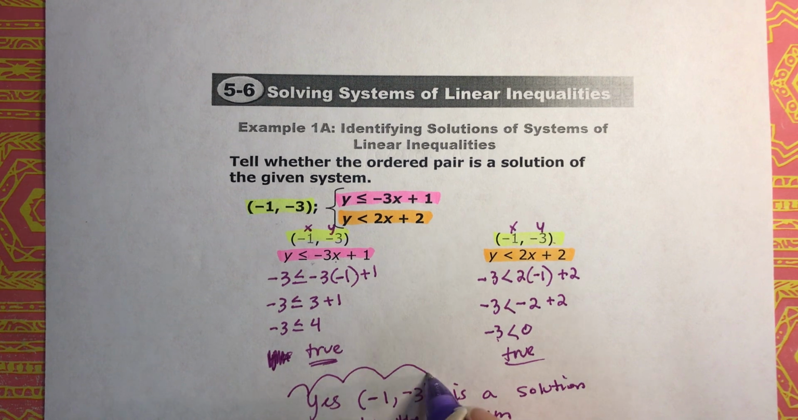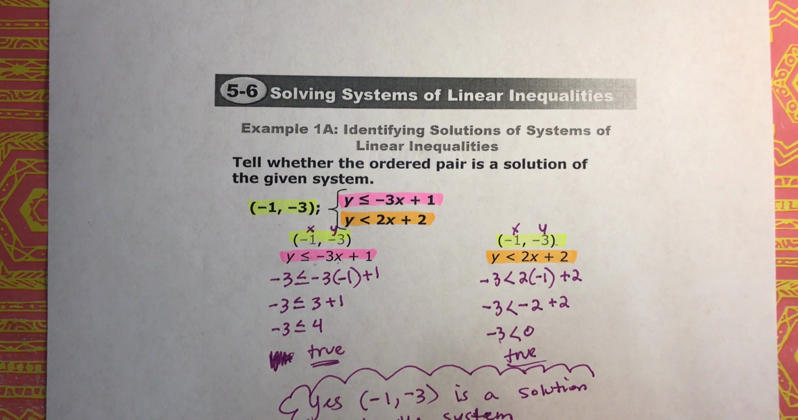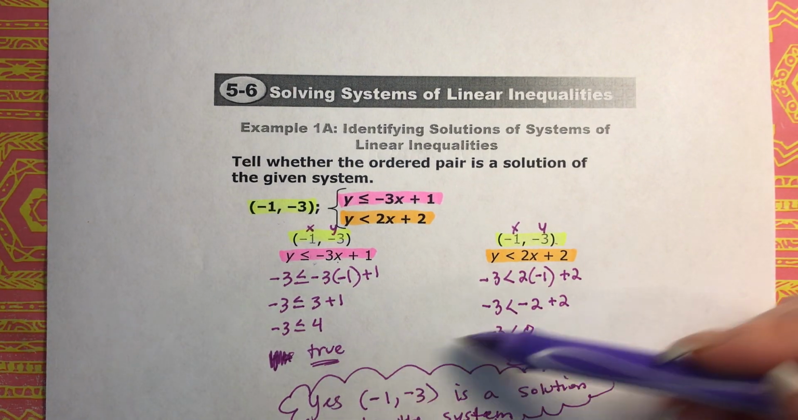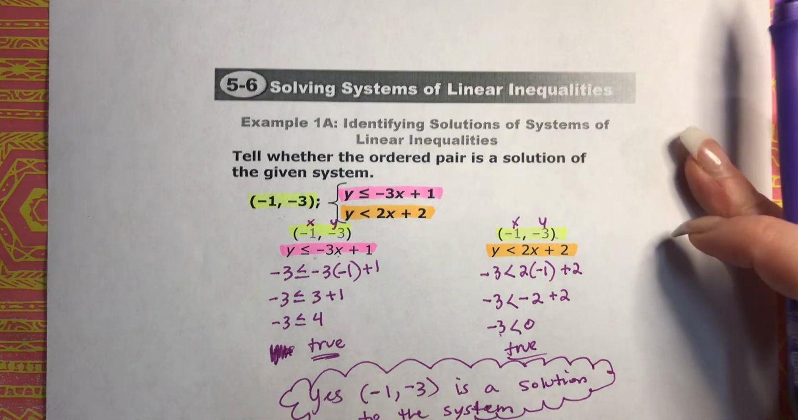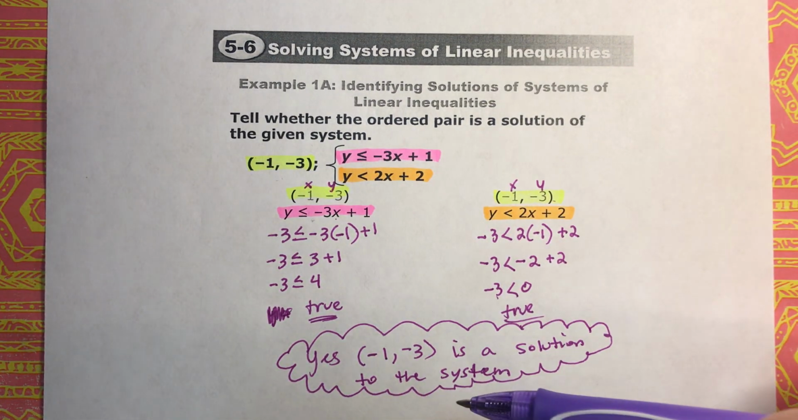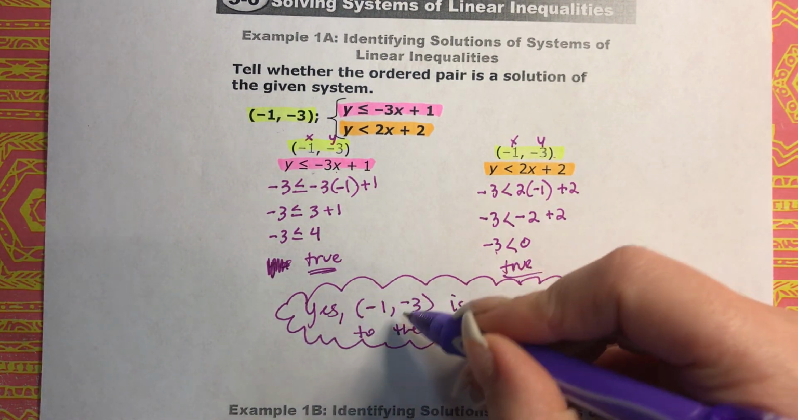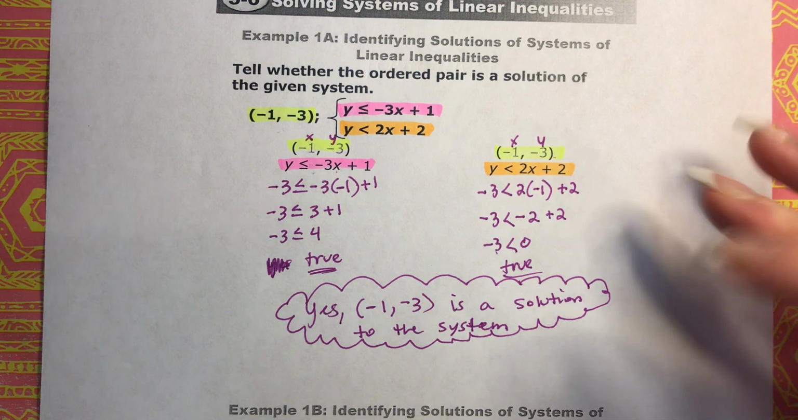Okay? So that's how you get full credit. You show all the work and then you answer the question. I just feel terrible because sometimes people do these and they just leave it at true and true. And it's like, you know what? You didn't even answer the question. You have to read the directions and answer the question. Okay? So you have to answer yes, the point is a solution to the system.